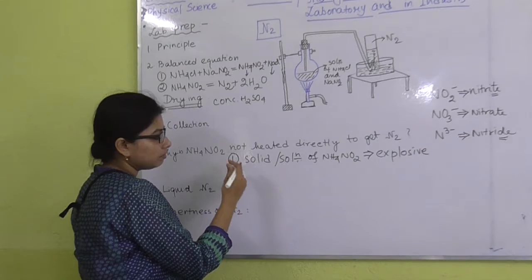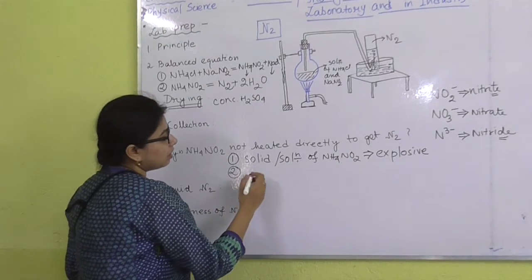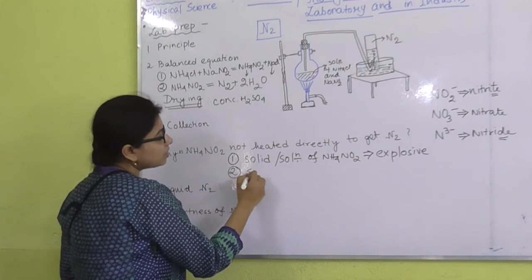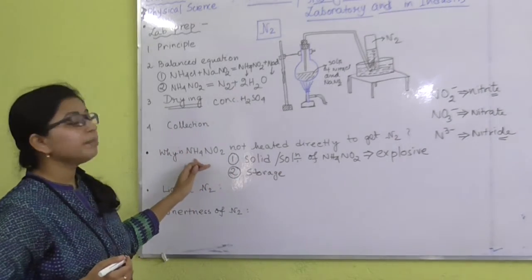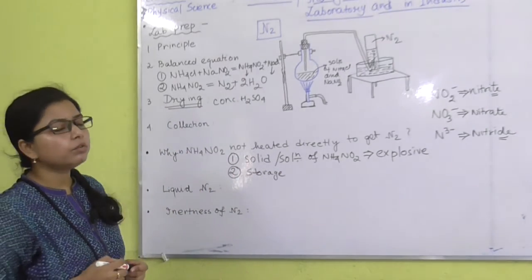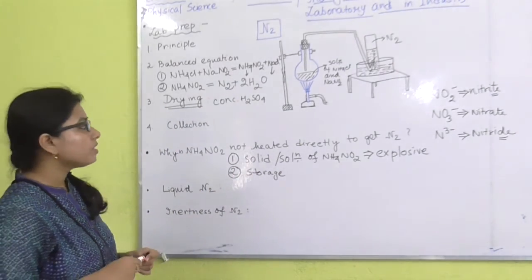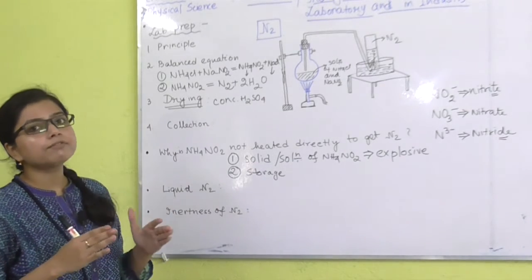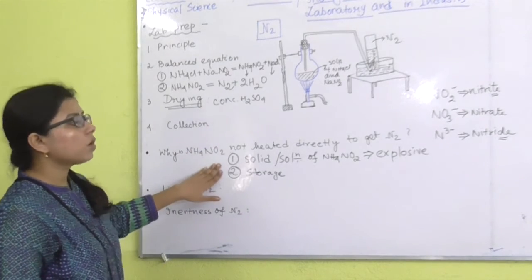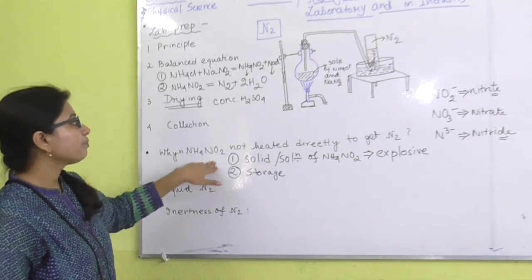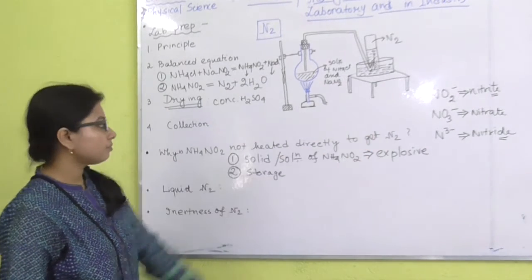So point number 1 is, solid or solution of NH4NO2 is slightly explosive in nature, and problem number 2 is, the storage ability of the chemical compound, that is NH4NO2, is very low. So that's why we can't store it for a long time. These are the 2 causes due to which this cannot happen.